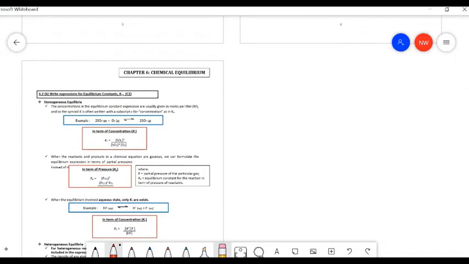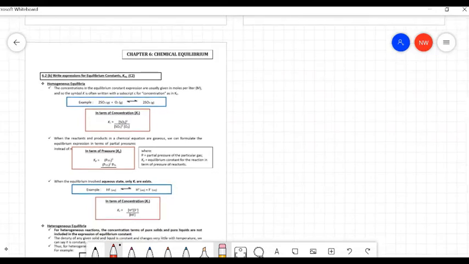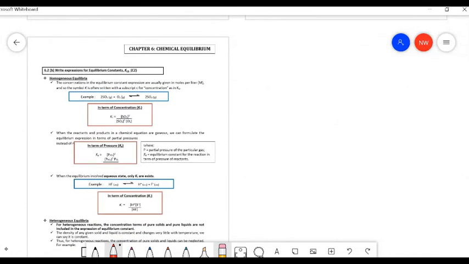And then so kita tengok yang di bawah. Soalannya minta write expression for equilibrium constant. Okay, Keq. So untuk homogeneous equilibrium, the concentration in the equilibrium constant expression are usually given in mole per liter, dalam bentuk concentration lah ya. And so the symbol of K is often written with a subscript c for concentration as in Kc. So kalau Kc, Kc stand kepada equilibrium concentration lah ya. Kalau Kp, Kp stand kepada equilibrium pressure.